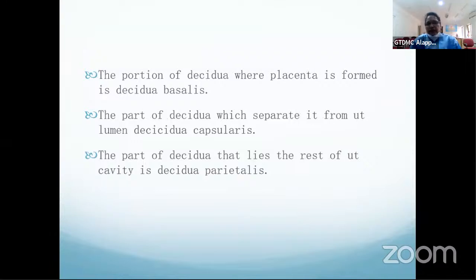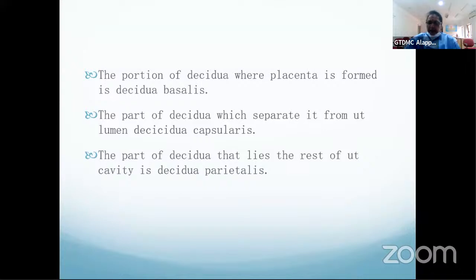Then the portion of the decidua where... I am not familiar with this laptop. That is why there is some problem. Please pardon me.